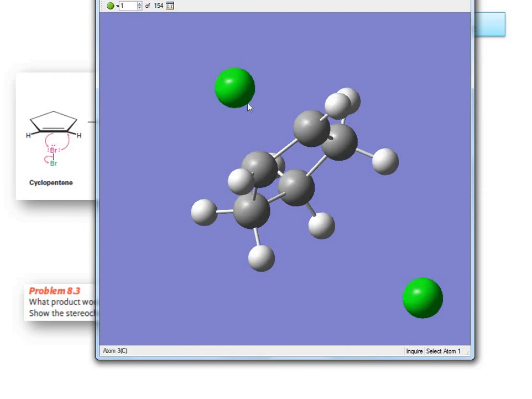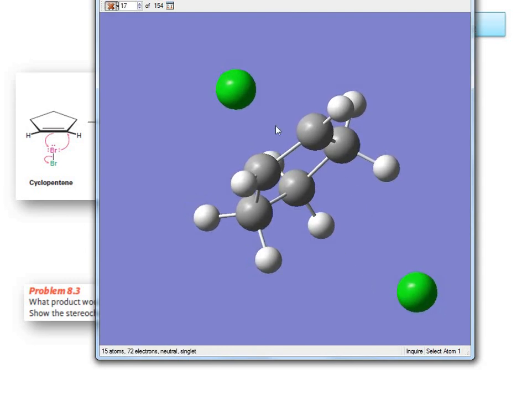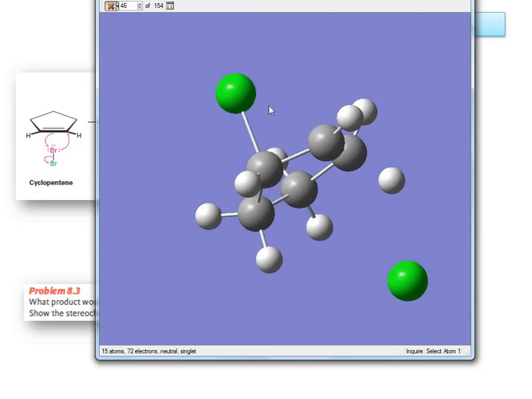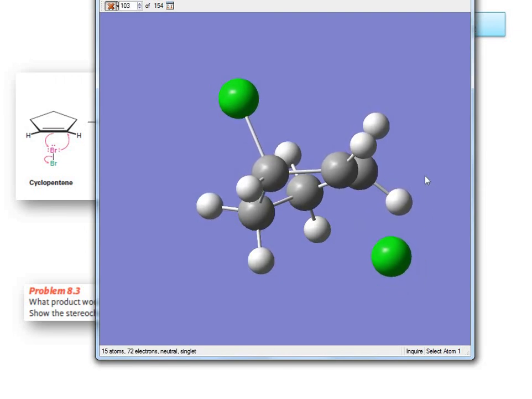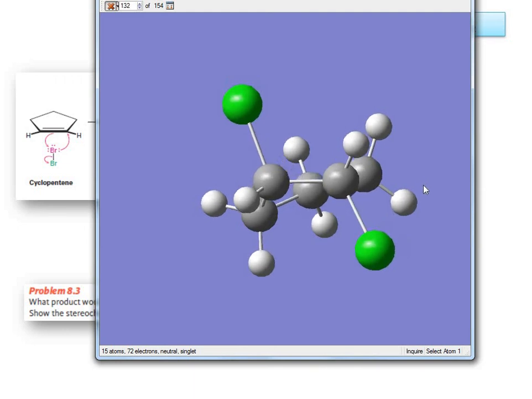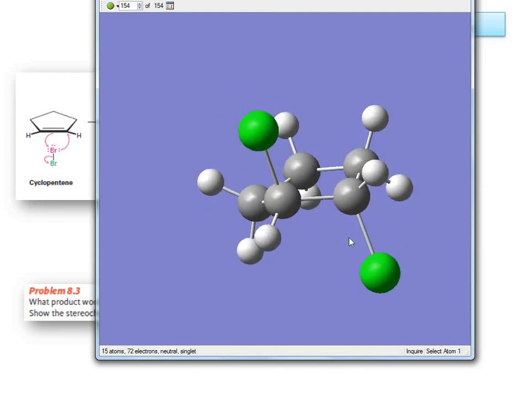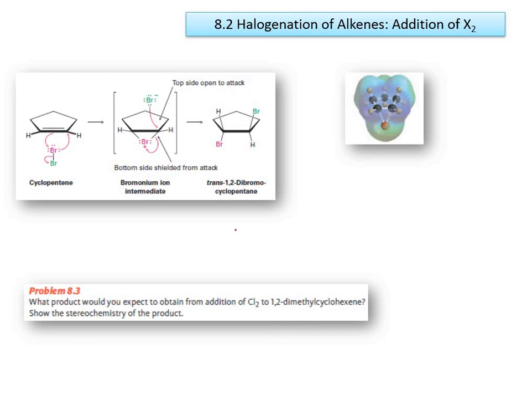Yes, so you see there is the cyclic chloronium ion, so you can assume the bonds again here, and the second chlorine will attack from the bottom side, and you see it's coming. This bond is breaking and this bond is forming. We obtain the trans product. The chlorine atoms are added from opposite sides. So basically this is a stereoselective reaction. What does it mean? We only form one stereoisomer, not the other one. We didn't form the cis, we formed the trans product.